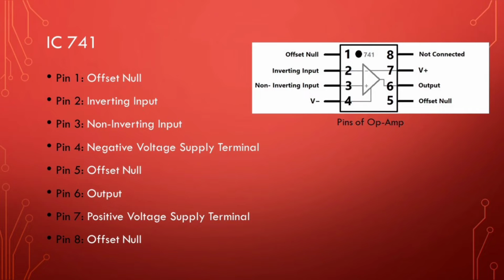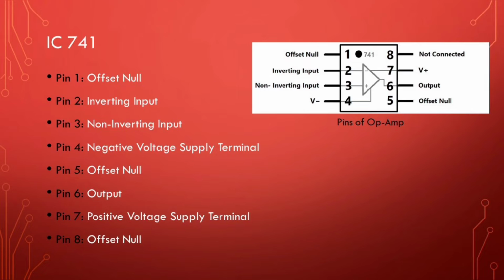Pin 1 is an offset null. Pin 2 is an inverting input. Pin 3 is non-inverting input. Pin 4 is negative voltage supply terminal. Pin 5 is offset null. Pin 6 is output, where the voltage at this pin depends on the signals at the input pins and the feedback mechanism used. Pin 7 is positive voltage supply terminal. Pin 8 is a dummy pin not used to connect any circuit inside the 741 IC.